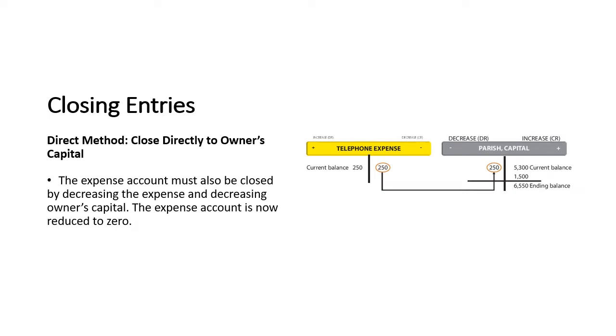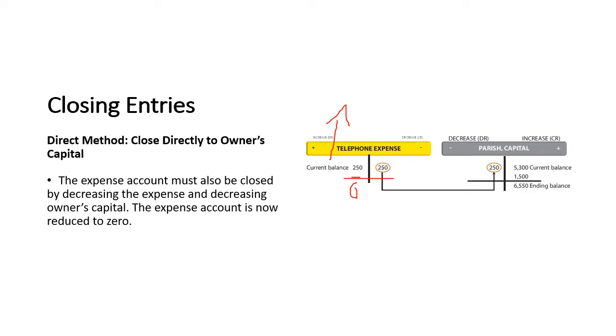Now let's talk about our expenses. Remember that telephone expense of $250. What effect will an expense have on our capital? Of course, an expense will decrease our capital. So let's look at this situation. We have a current balance of $250 in our telephone expense. Remember, expenses increase on the debit side. So if we want to decrease that expense to bring that balance down to zero, we are going to credit it.